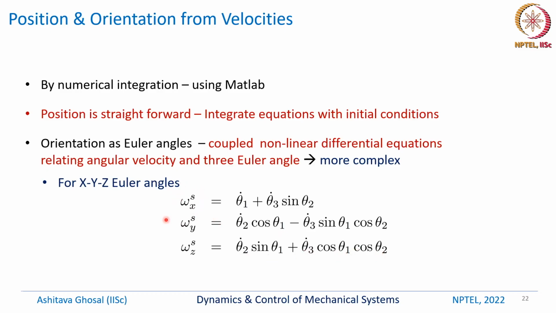So what is the problem? We are given the left hand side. So I am given, let's say, 1 radian per second here, 0.2 radians per second here, and let's say minus 0.03 radians per second as the z component. The goal is to find out theta 1, theta 2, theta 3, which are the XYZ Euler angles. So in order to find theta 1, theta 2, theta 3, given the left hand side, I have to integrate these three equations. And as you can see, these three equations are coupled and nonlinear. So we need to use some MATLAB or some other tool to integrate.